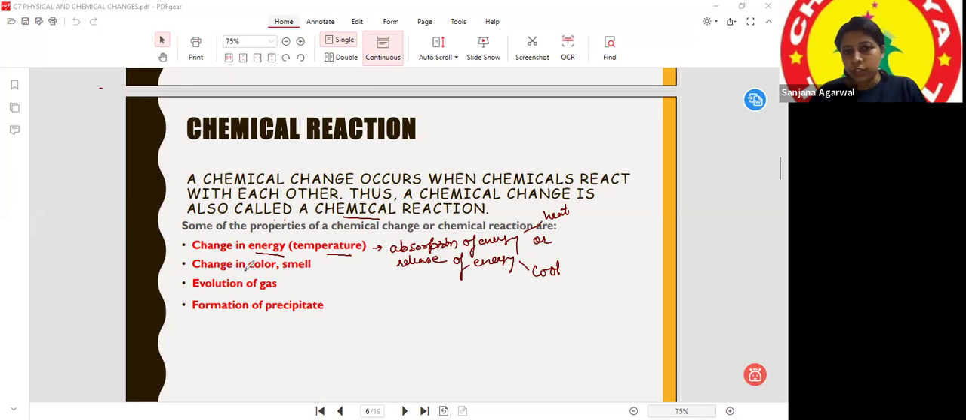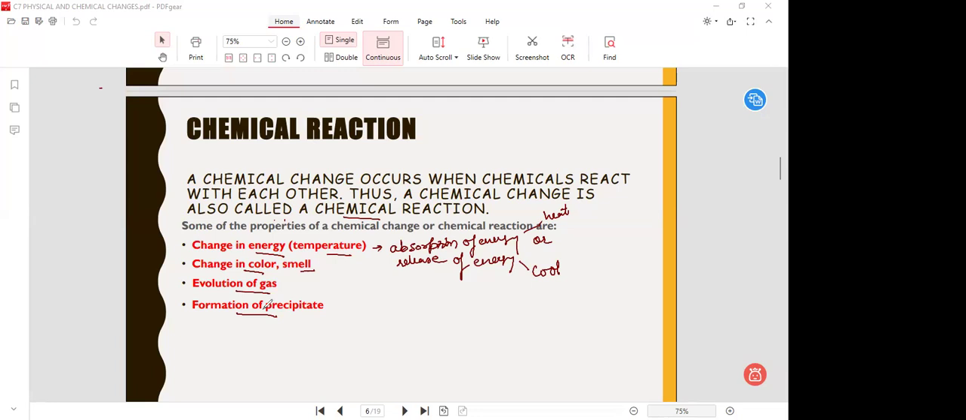If you observe a change in color of a substance, or if you can sense some smell, meaning earlier it had no odor and later after the change we can sense a smell or a change in smell, that is a chemical change. Evolution of any gas is a chemical change, or if we observe formation of any precipitate, then that is also a sign of chemical reaction. Please note this down. Ma'am, evolution of gas means? Release of gas.